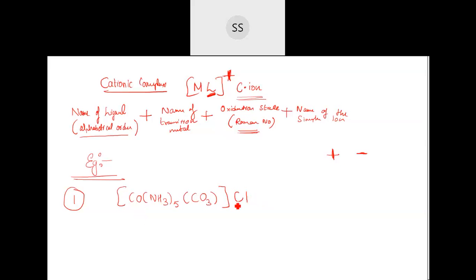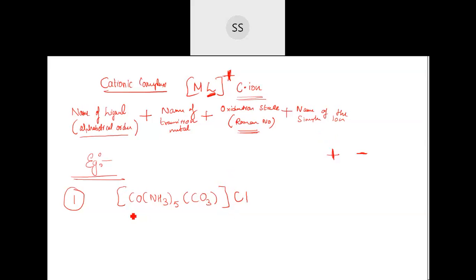Then you will see one ion present outside, and that will be a negative ion, to balance that positive charge. That is how you identify that the complex given is a cationic complex. Now we have to name this. I told you to follow this order to name a cationic complex. First you have to name the ligand. We have identified that this is a complex carrying a positive charge.